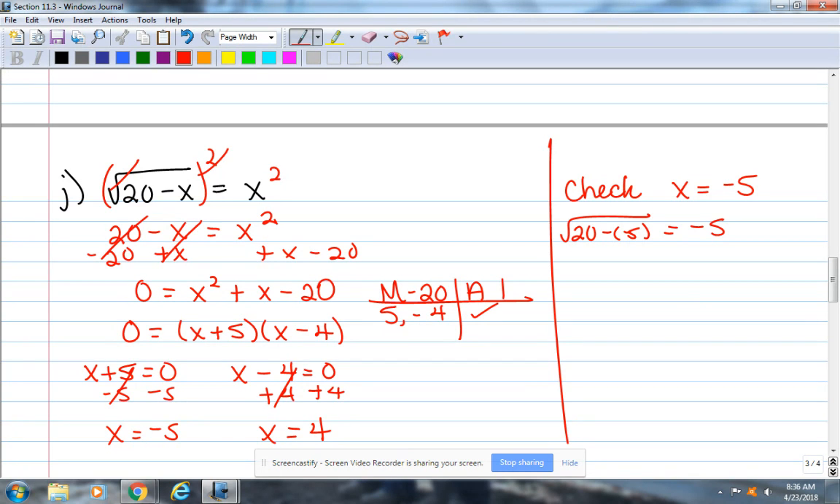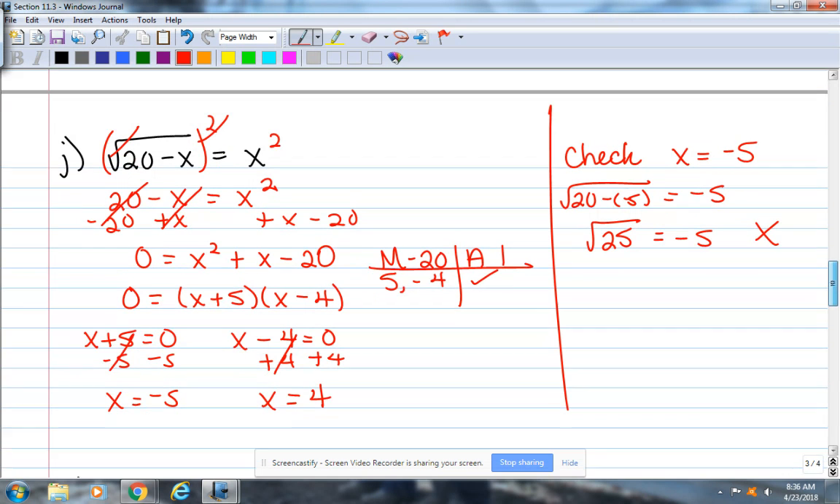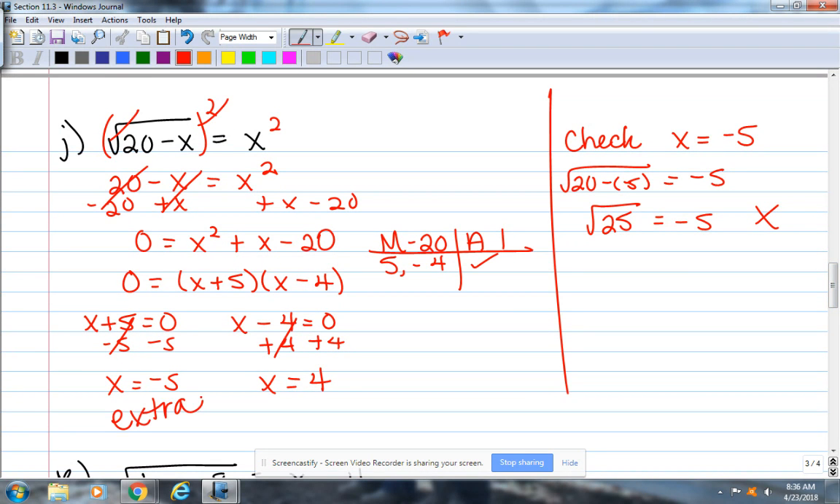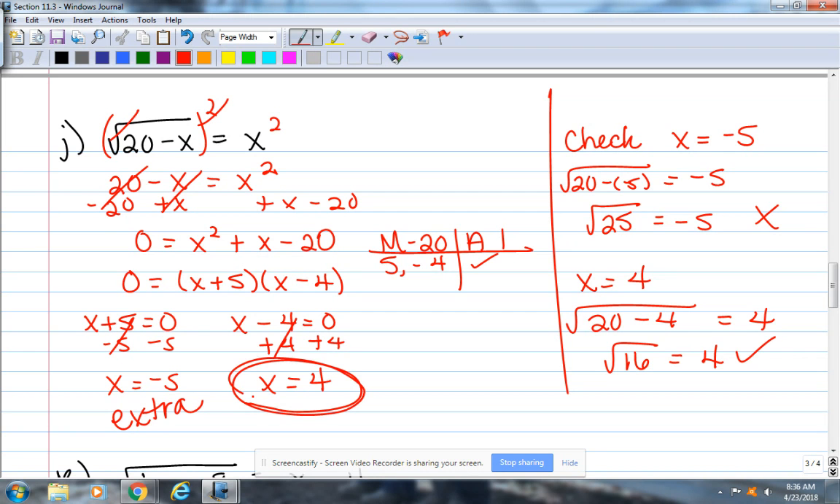20 minus negative 5 is 20 plus 5, which is radical 25. But does that equal negative 5? No. So this one's extraneous. And then I'm going to check x equals 4. Square root of 20 minus 4 equals 4. And what is 20 minus 4? Is the square root of 16 equal to 4? Yes, so that one is a real solution. So like I said, it could be that they both are extraneous, and if that's the case, you would say no solution. It just happened to be when you got one of each on these, because I'm boring and unoriginal.